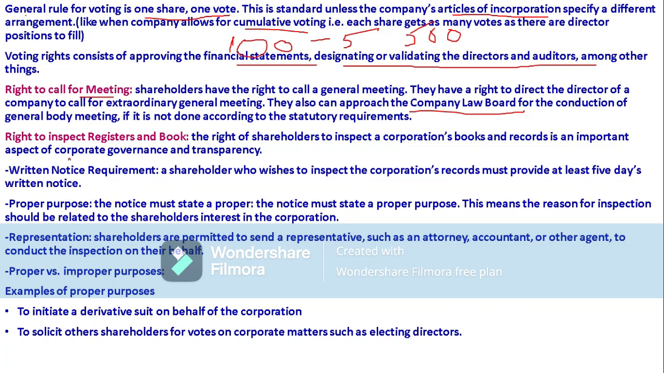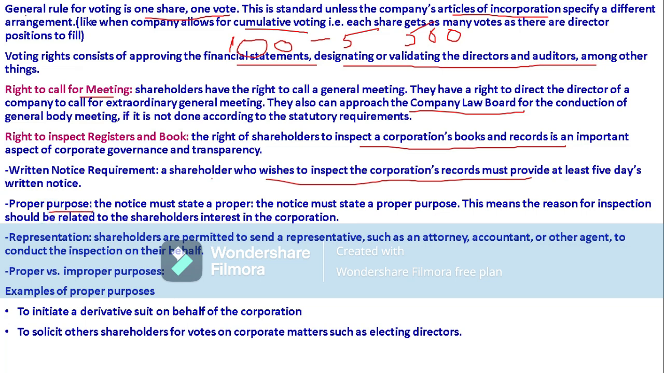Next, the right to inspect registers and books, or the records and books. The right of a shareholder to inspect a corporation's books and records is an important aspect of corporate governance and transparency. Written notice requirement: when shareholders want to inspect the records and books of a company, a written notice must first be given. If a shareholder wishes to inspect the corporation's records, they must provide at least 5 days' written notice that they want to inspect the records and books. And proper purpose. So what does proper purpose mean?